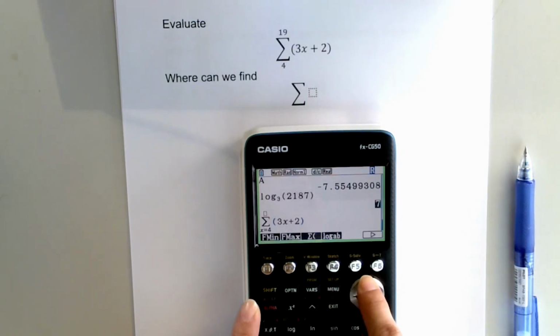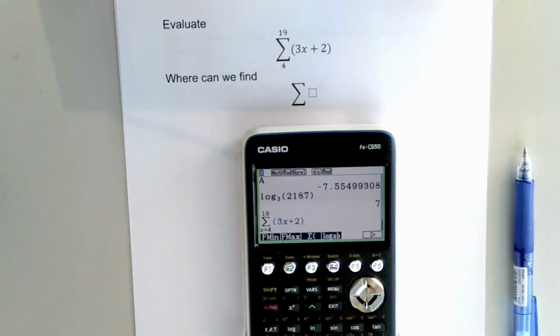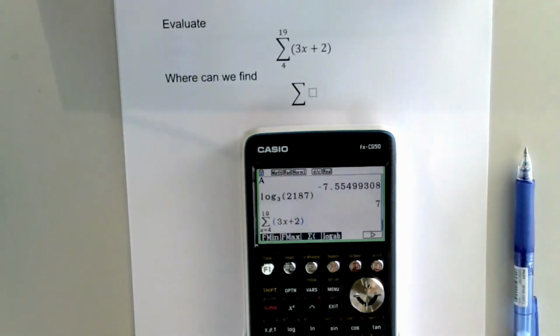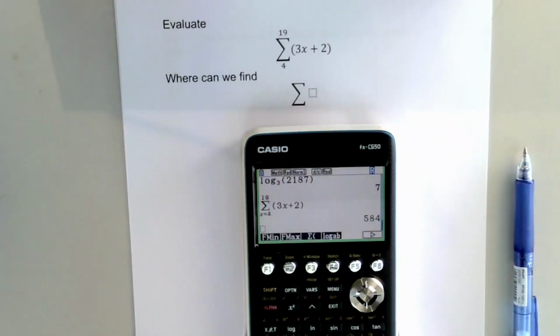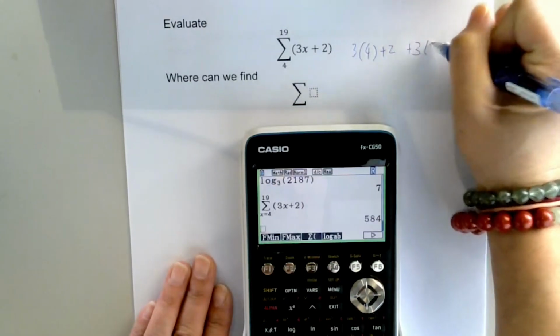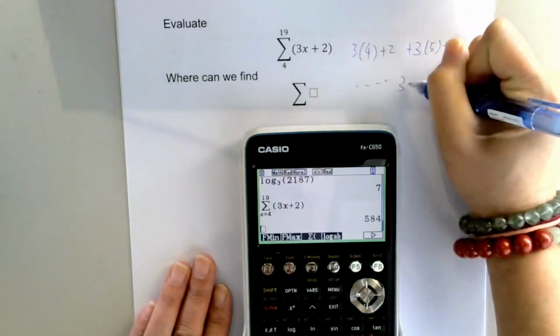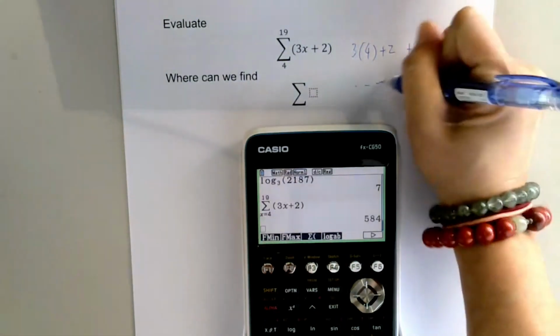So if you start from 4, you input your 4 into the x, and then 5, 6, 7, 8, 9, 10, all the way up to 19. And the sum of these. So first value and then maximum. Starting point, ending point. Start and limit. So that means that it's 3 times 4 plus 2 plus 3 times 5 plus 2, all the way to 3 times 19 plus 2. All right? This is the sigma notation.